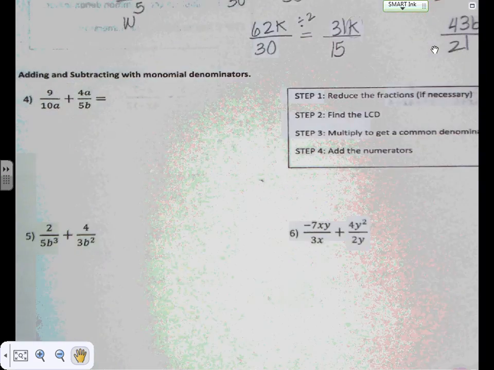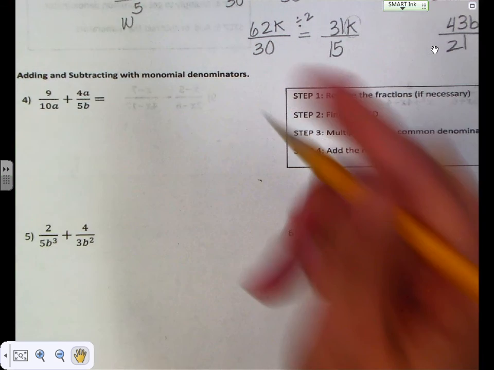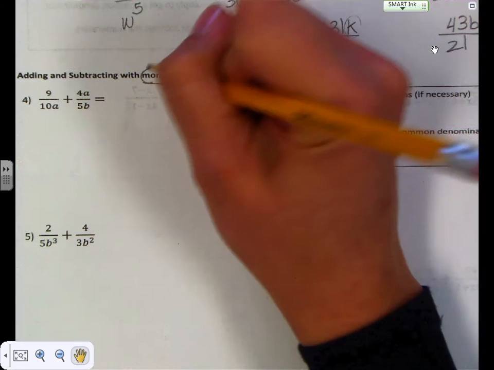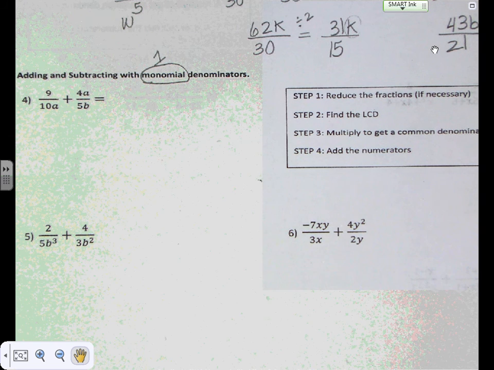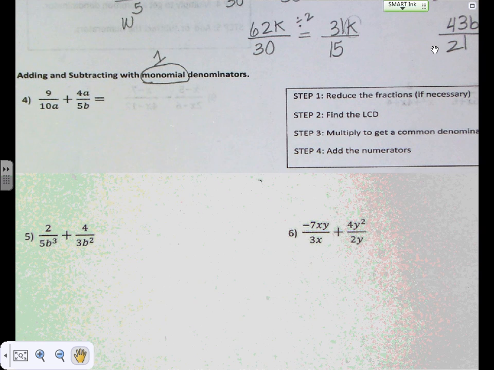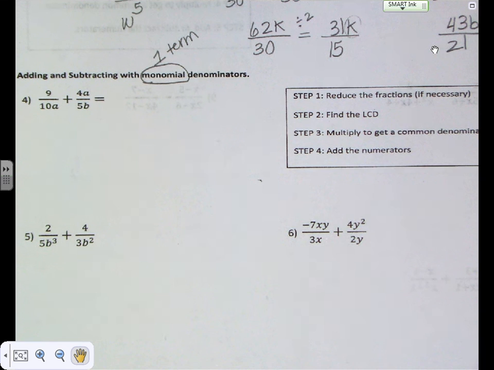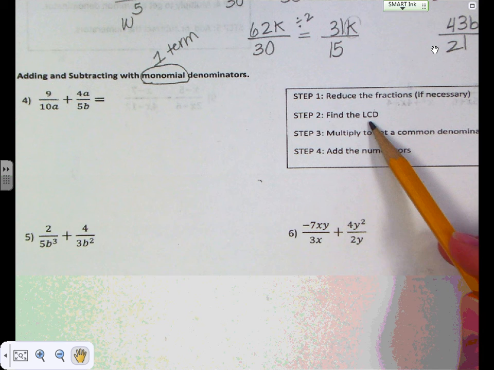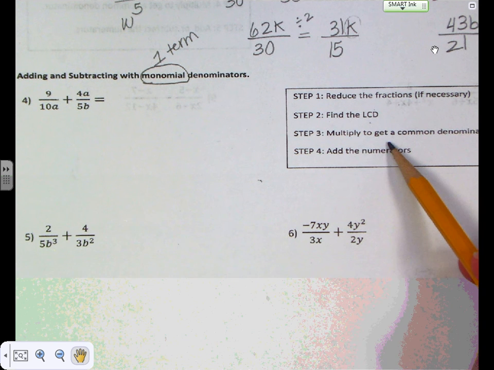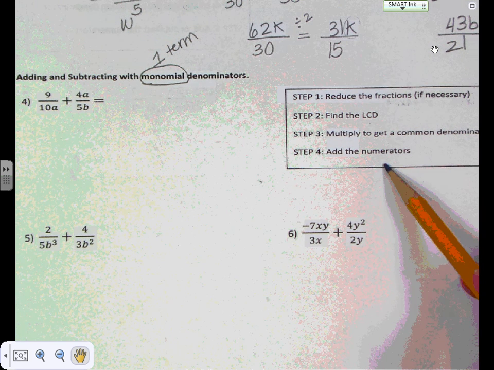Now we're going to add and subtract with monomial denominators. Do you know what this word means? One. Yeah, with one term in the denominator. And one term is really what it's talking about. All right, so first you're going to reduce the fractions, find the lowest common denominator, multiply to get a common denominator, and then add the numerators.